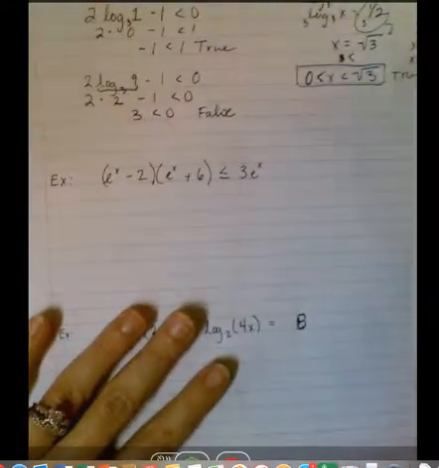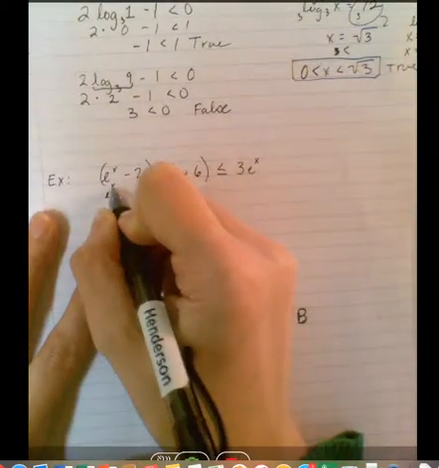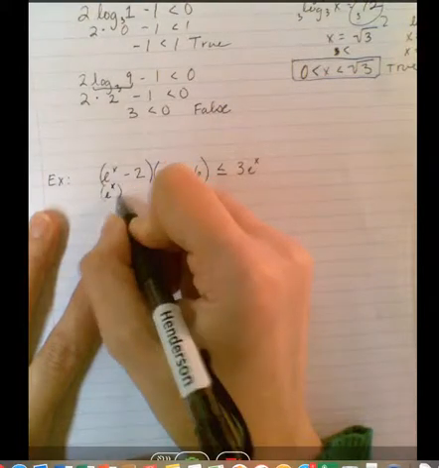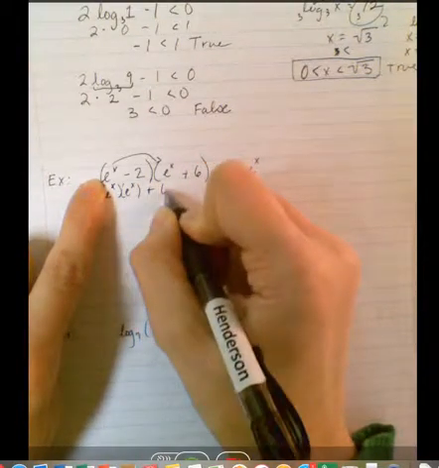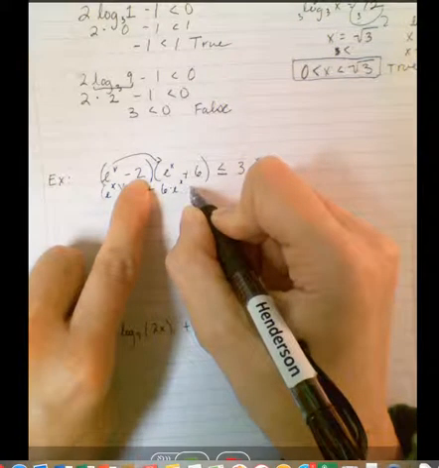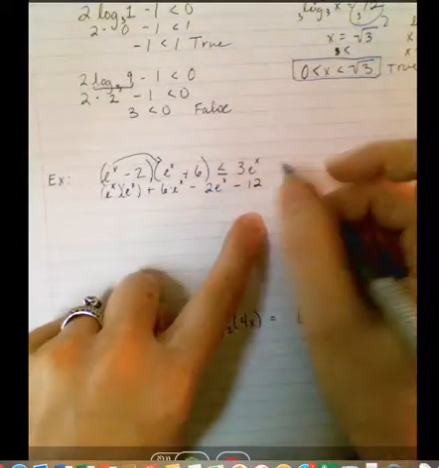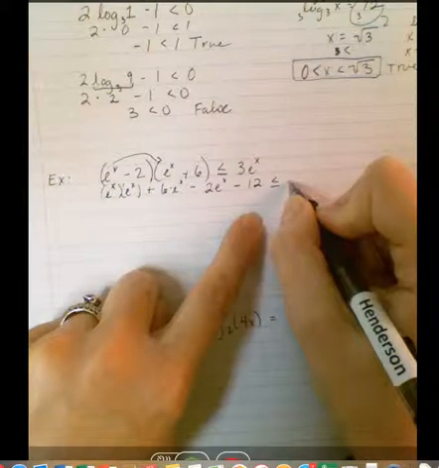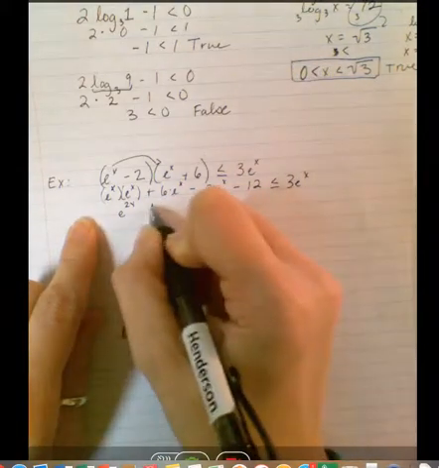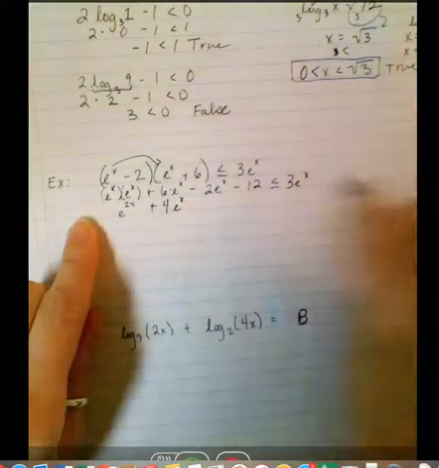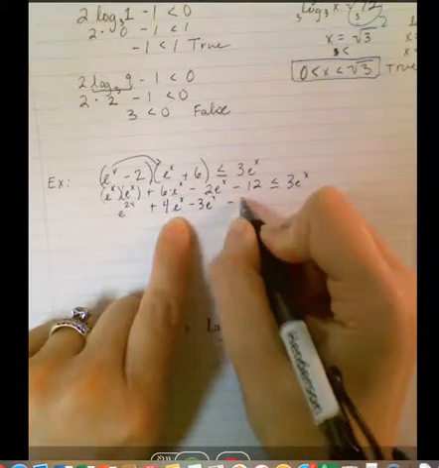Hey guys, let's look at these last couple of examples real quick. Let's multiply this out and see what we get. e to the x times e to the x, and then e to the x times 6 becomes plus 6 times e to the x, minus 2e to the x minus 12 less than or equal to 3e to the x. Here I'm going to get e to the 2x. These are going to become plus 4 e to the x's. I can move this guy over to the other side. Minus 3 e to the x minus 12.